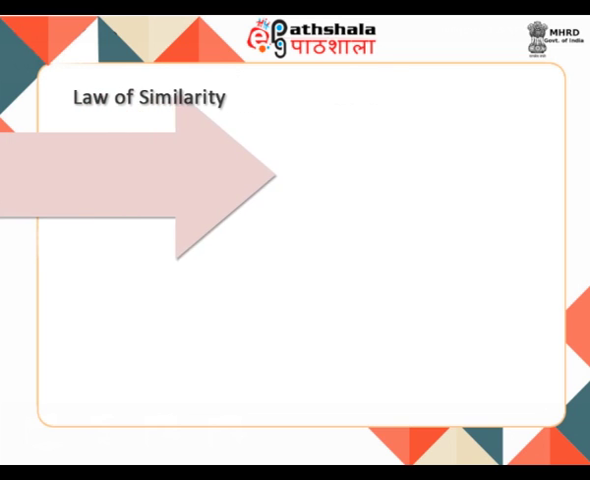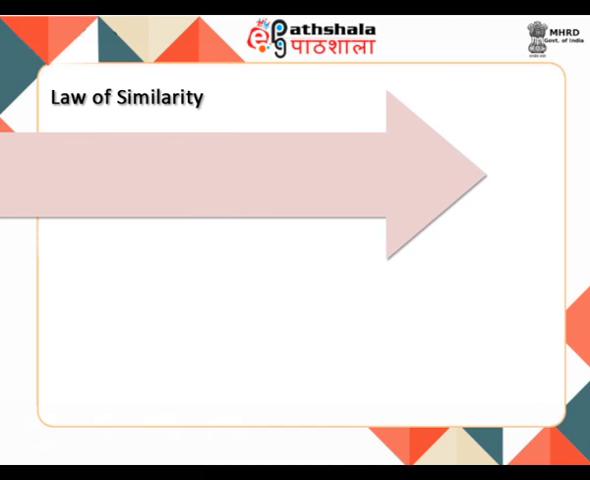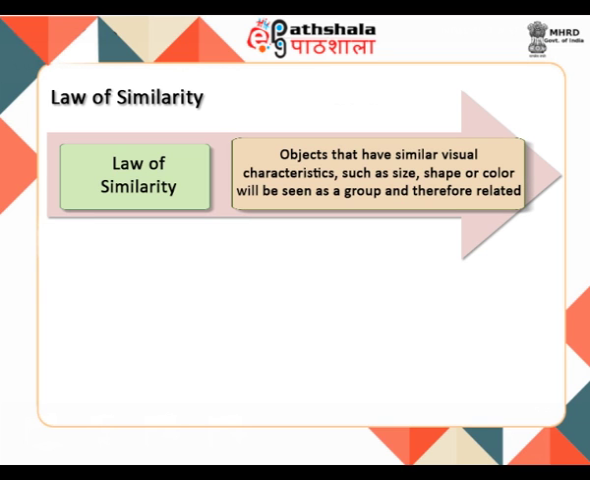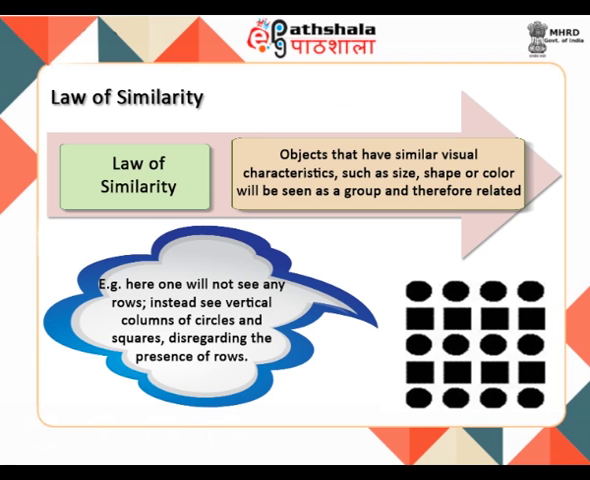Let us understand the first law of perceptual organization, namely law of similarity. The law of similarity asserts that humans will instinctively group similar objects together. Objects that have similar visual characteristics, such as size, shape, or color, will be seen as a group and therefore related. Expanding upon this further, in this example, you may not see any rows at all. Instead, you would probably see vertical columns of circles and squares, disregarding the presence of rows.